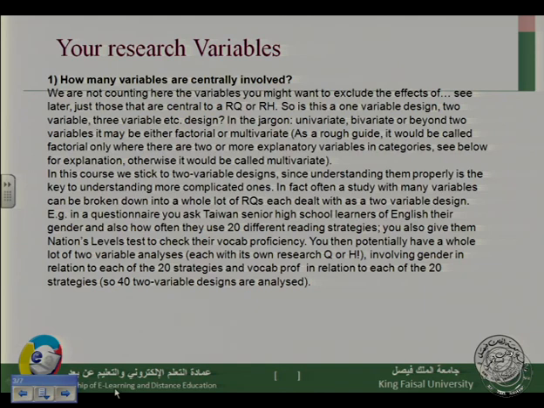But still, we can have gender, male and female, affecting this preference of using Welsh. But it's not in the hypothesis. So gender is not central to my research, and I need to think about this. So is this a one variable design, two variable, three variables design?